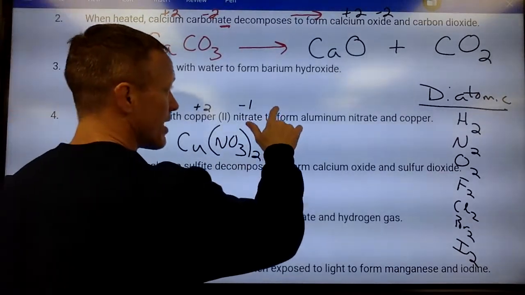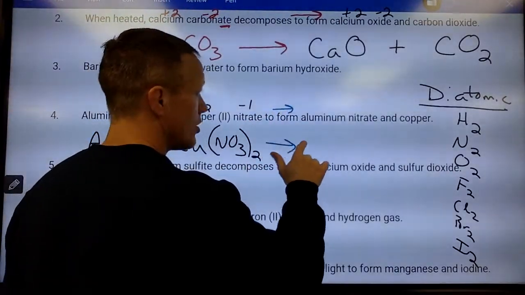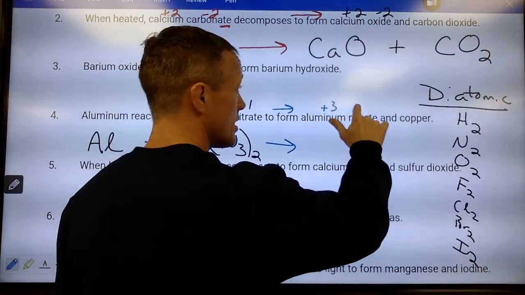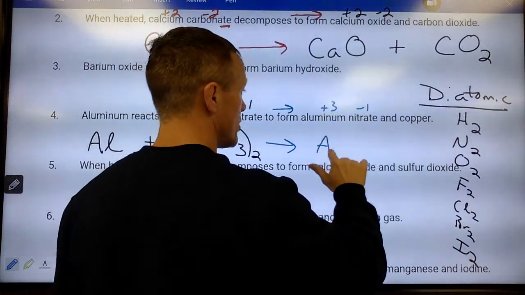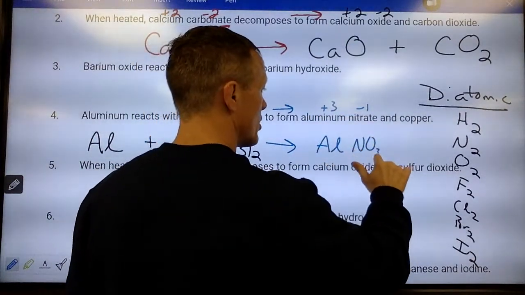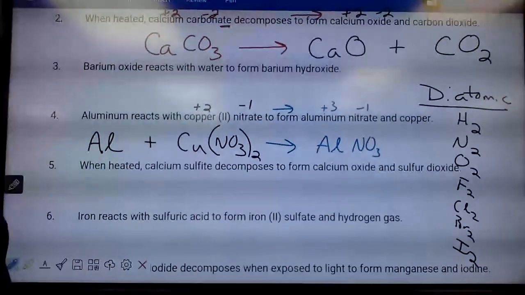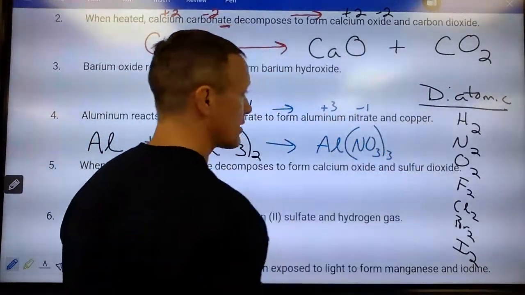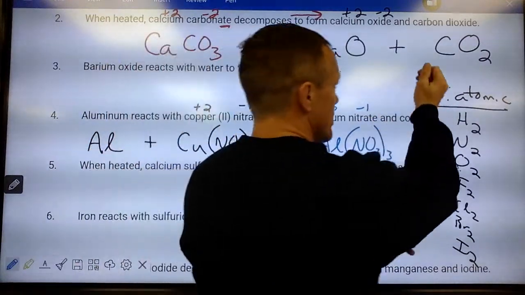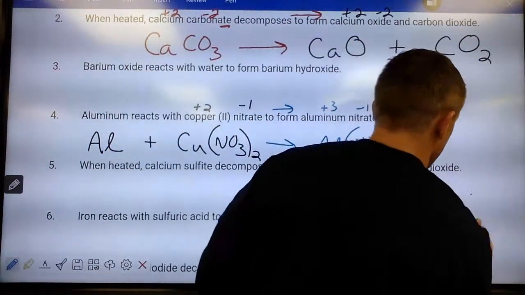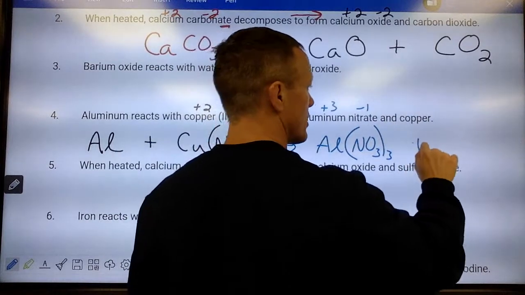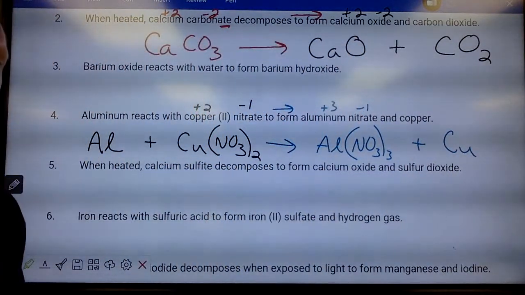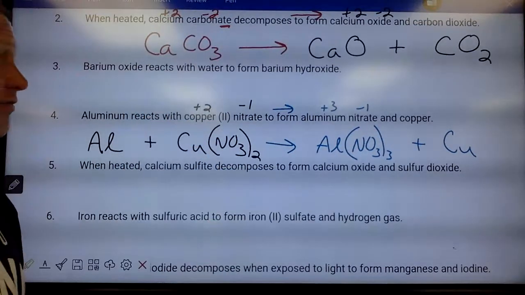To form, so that's my arrow. Aluminum nitrate, so I have to look up charges for that. Aluminum is a +3. Nitrate's still a -1, so aluminum with nitrate: +3, -1, so I have to triple the nitrate. And then plus copper. Copper is not one of the diatomic elements, so it's just Cu. So here's the first thing: you have to look up charges and write the formulas.